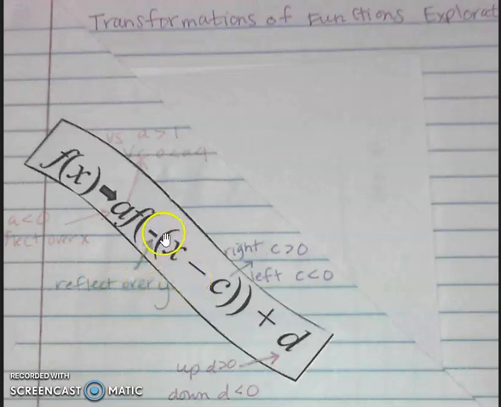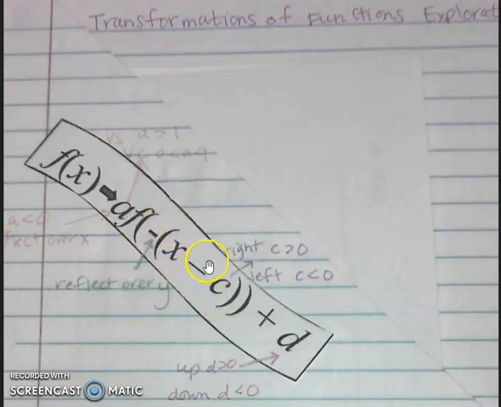Now, if your parenthesis is already after the x, the negative has not been distributed as of yet, you have parentheses x minus c. This will do exactly what I've already taught you. It'll move right c units as long as c is bigger than 0. It'll move left c units as long as c is negative, because remember, if c, for example, is negative 2, we would have x minus negative 2, which becomes x plus 2. And so that's what we learned would make it go left.